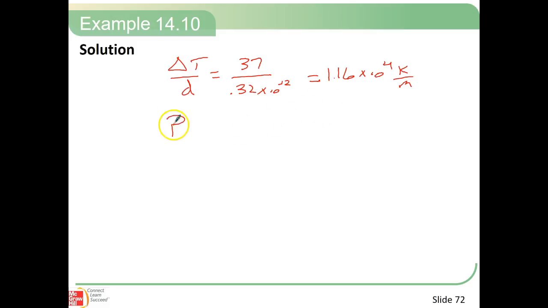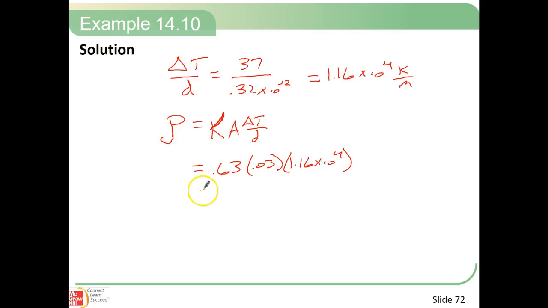So when we write the P, I always write it and then put this funny tail on the end. That helps. My kappa, I try to make this end of my K a little bit bigger, and then I have area times the change in temperature over the thickness, which we've already solved for. So this is 0.63. We're going to multiply that times A, which is 0.03, and then multiply that times our delta T over D, which we already did up here, which is 1.16 times 10 to the fourth kelvins per meter. And we end up with, now remember, power is measured in watts, so this is no different. That's about 220 watts.